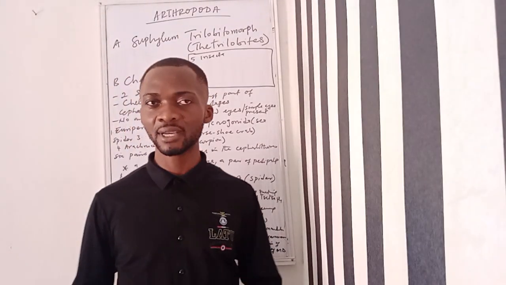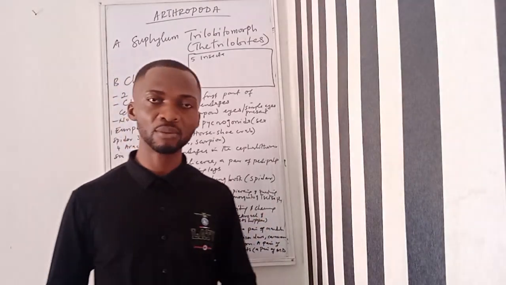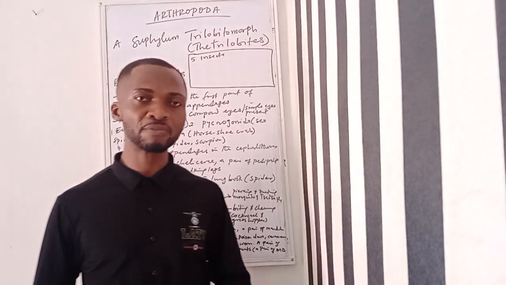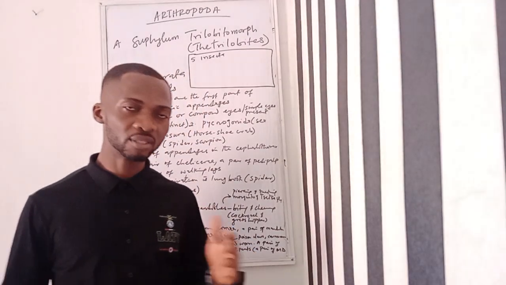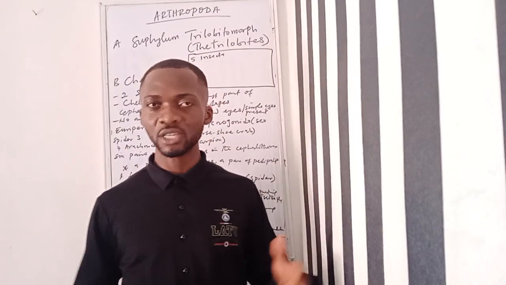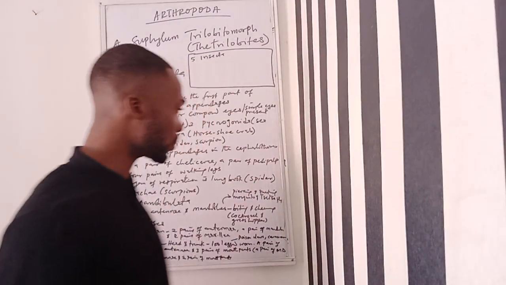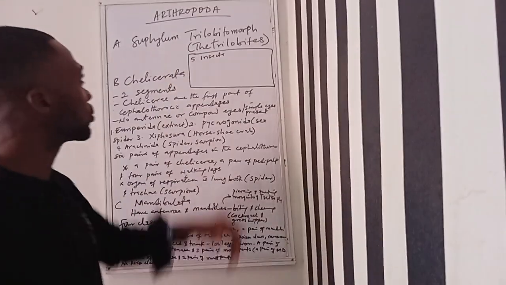Don't forget I said this is the largest phylum in the whole of the animal kingdom. And as we begin to dissect the different subphyla and classes, you now agree with me that truly this is the largest phylum in the whole of the animal kingdom. So we're going to start with the first subphylum, which is called the Trilobitomorpha.